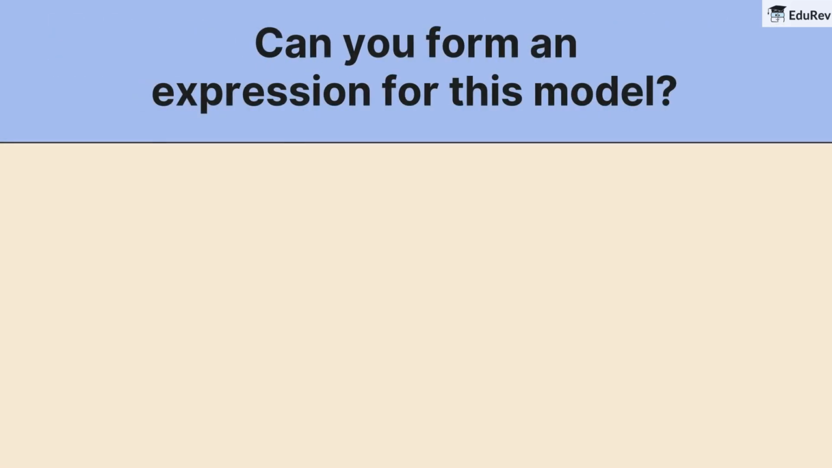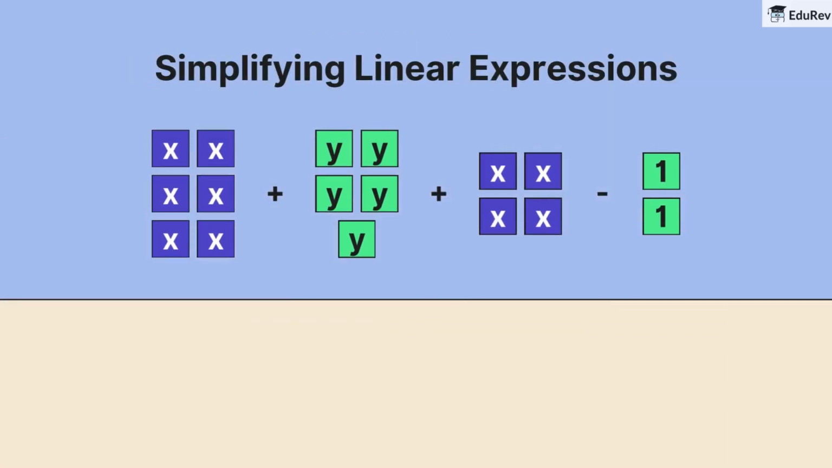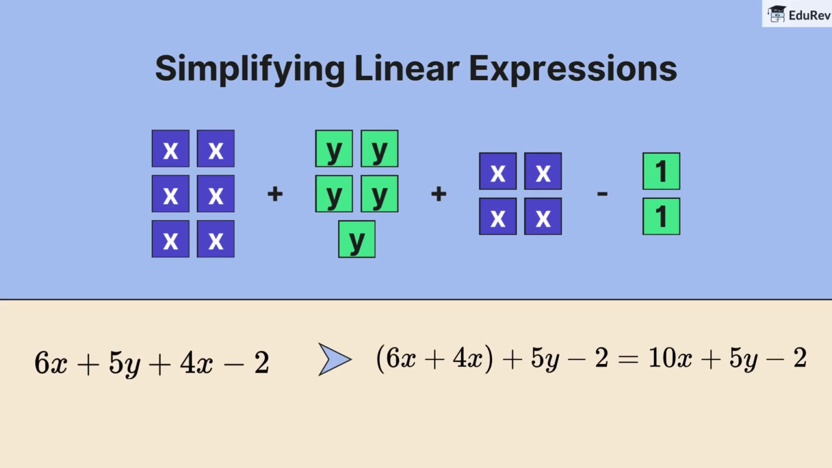Now, can you form an expression for this model? Let's simplify linear expressions for the model. If we take the expression 6x plus 5y plus 4x minus 2, we can group the like terms. This gives us 6x plus 4x plus 5y minus 2 is equal to 10x plus 5y minus 2.